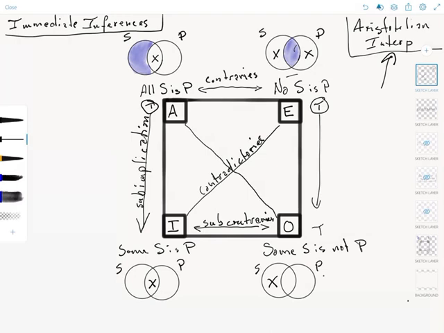So I'm circling the starting point to let you know. So if we start with a universal true, then we can go down the square of opposition to the corresponding particular, and it will be true. But does it work in reverse? In other words, suppose some S is P is true. Does it follow that all S is P must be true? No, it doesn't follow, because the fact that some S is P is true doesn't guarantee that they all have to be, right? Same thing over here for some S is not P. If some S is not P is true, it doesn't follow that no S is P has to be true. It might be true, but then again, it might not.